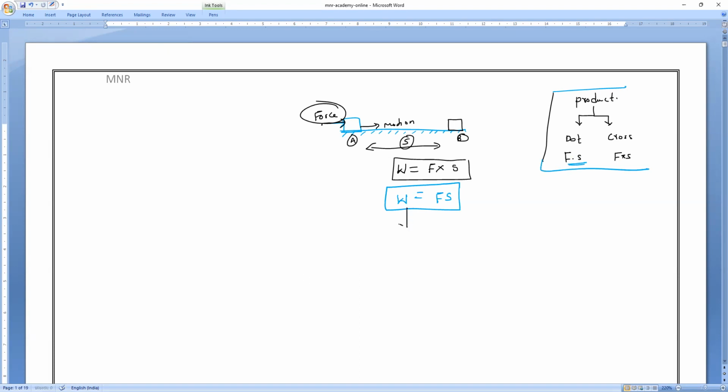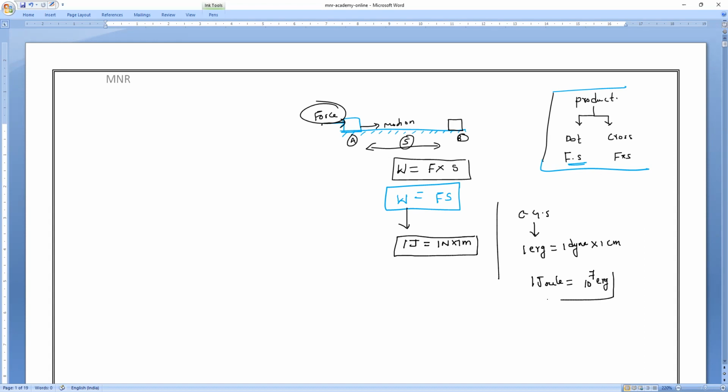Then we studied the unit of work or work done. Everybody, the unit of work done? Joule. Joule is equal to how many newton meters? 1 newton times 1 meter. In the same way for the CGS system, what is the unit, everybody? 1 erg. 1 erg is equal to 1 dyne times 1 centimeter. And we all know that 1 joule is equal to how many ergs? 10 power 7 erg.